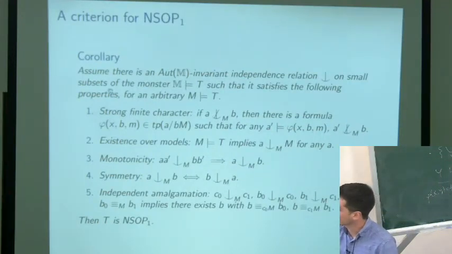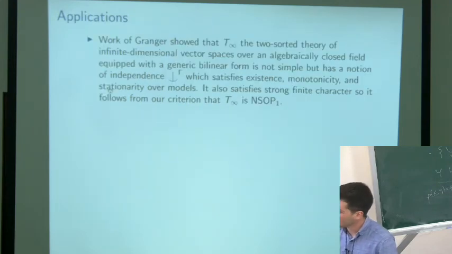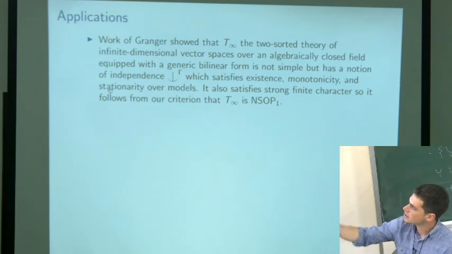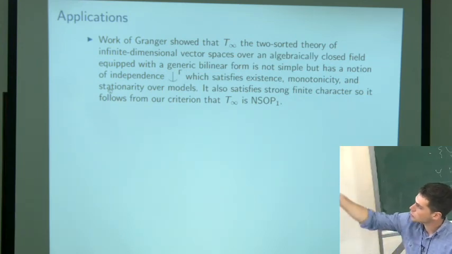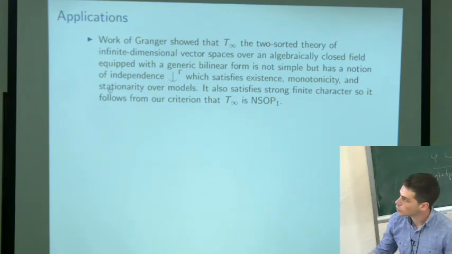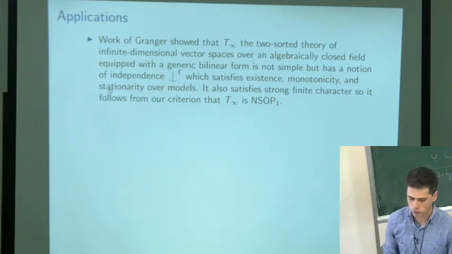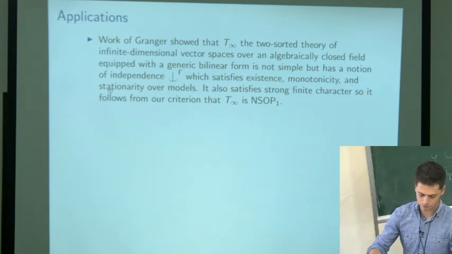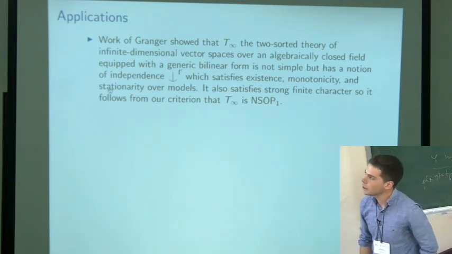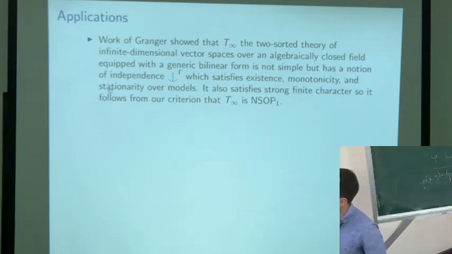All right, so this is the corollary, and I'll mention some applications. One of them is that Nick Granger in his thesis looked at T infinity, which is the two-sorted theory of an infinite dimensional vector space over an algebraically closed field, equipped with the generic bilinear form. So basically, you have the field sort and a vector space sort, which is infinite dimensional, and you have this bilinear form connecting them. And Granger observed in his thesis that this isn't simple, which is fairly straightforward to show.